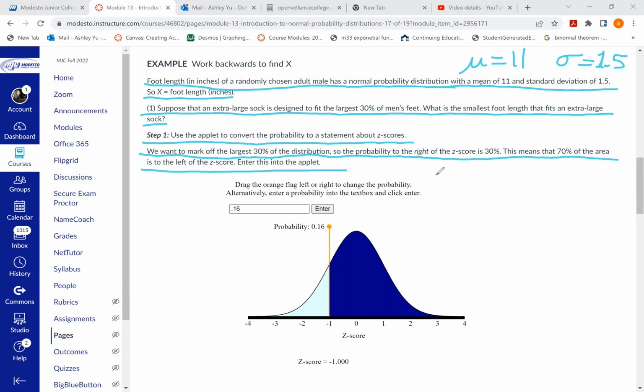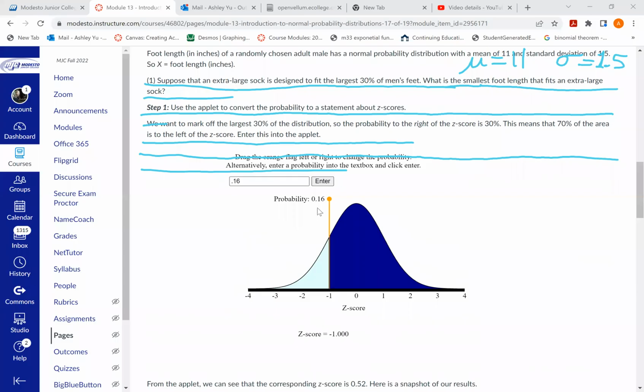So we're going to drag, let's see, 0.3, wait. I'm finding that when I type in, this is asking for a z-score, and then it'll give me a probability, but I don't want to give it a z-score. I want to give it a probability.